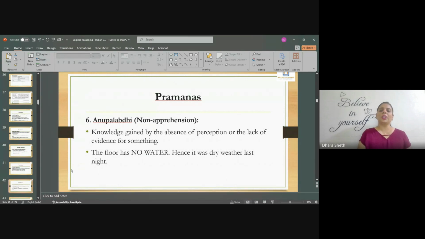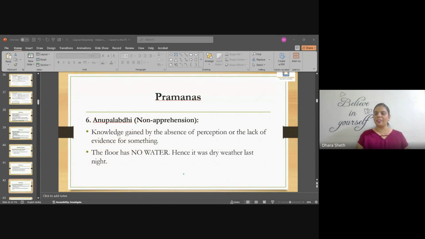Anuplabdhi, non-apprehension. Anuplabdhi is called non-apprehension. It's the last and sixth kind of Praman. Knowledge gained by the absence of perception or lack of evidence of something. The road does not have water. So it was dry weather last night. Yesterday night it must not have rained.